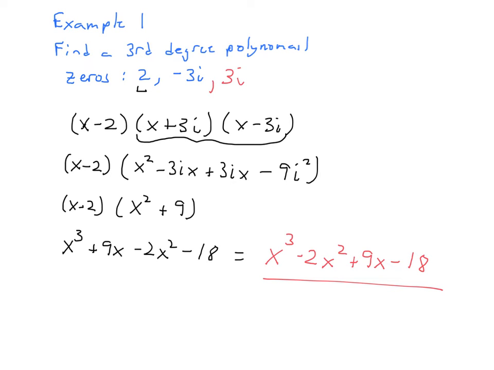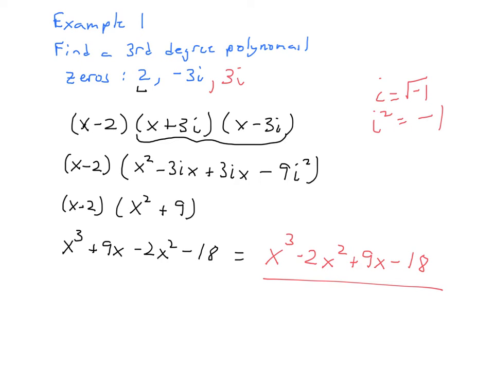Welcome back. In this case, I want to first FOIL these out, using the usual standard FOIL process. When I FOIL that out, I get x squared minus 3ix plus 3ix minus 9i squared, because of the negative sign there. And 3 times 3 is 9, and i times i is i squared. Now, what you have to remember is that i equals the square root of negative 1.